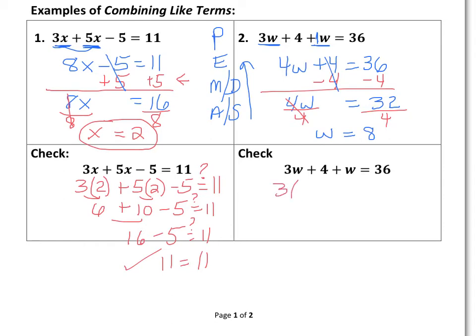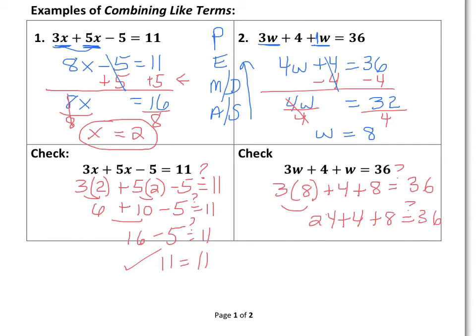We are going to check our answer by substituting, getting rid of the w. Hopefully all of this equals 36. We've got 32 plus 4 plus 8. Whoops, we don't have 32. I've got to get my eraser out. 3 times 8 is 24 equals 36.